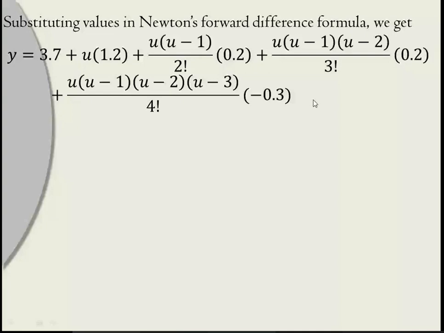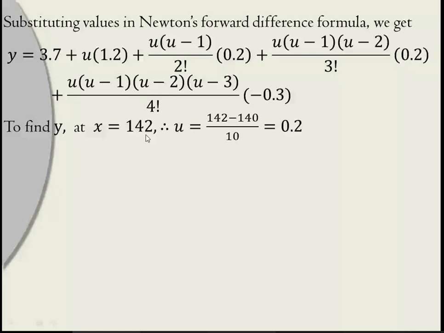Okay. Now we know what is u. U is x minus x naught divided by h. So make use of that term. We want to find y when x is 142. So take x as 142. X naught we know is 140, the first value of x, divided by h. H is 10. So u will be 142 minus 140 divided by 10, and that comes up to be 0.2. So put this 0.2 in this and simplify it.